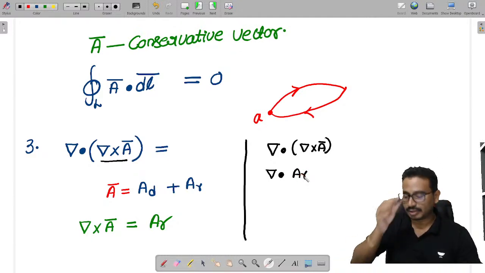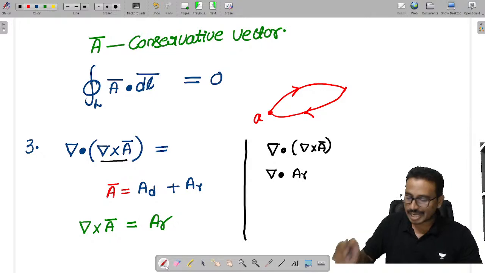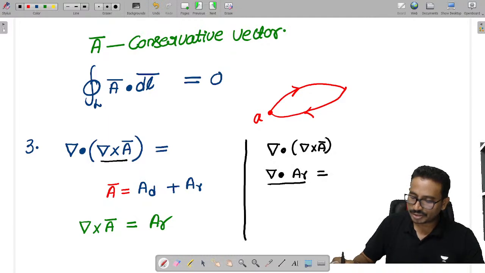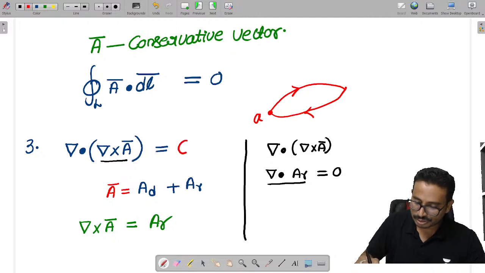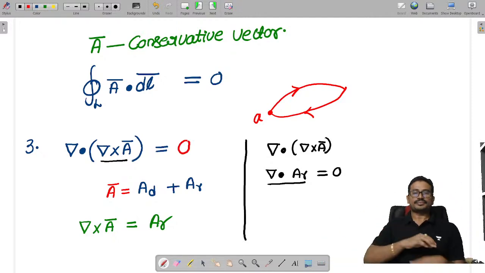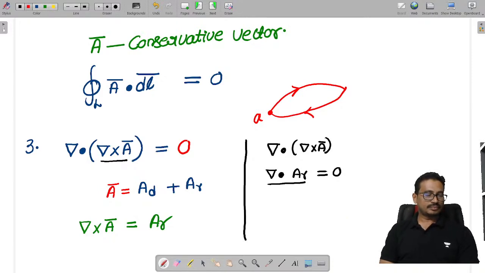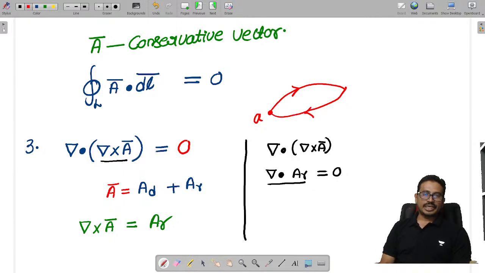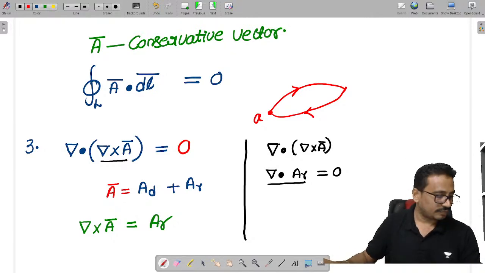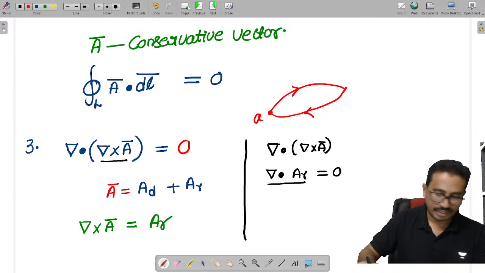So then as a result, what is the diverging nature of the rotational part? This part will become 0. So this value is 0. Say this thing, yes, everyone say it loudly once. Did you understand this or not? So that's the reason the divergence of curl of any vector is always 0.